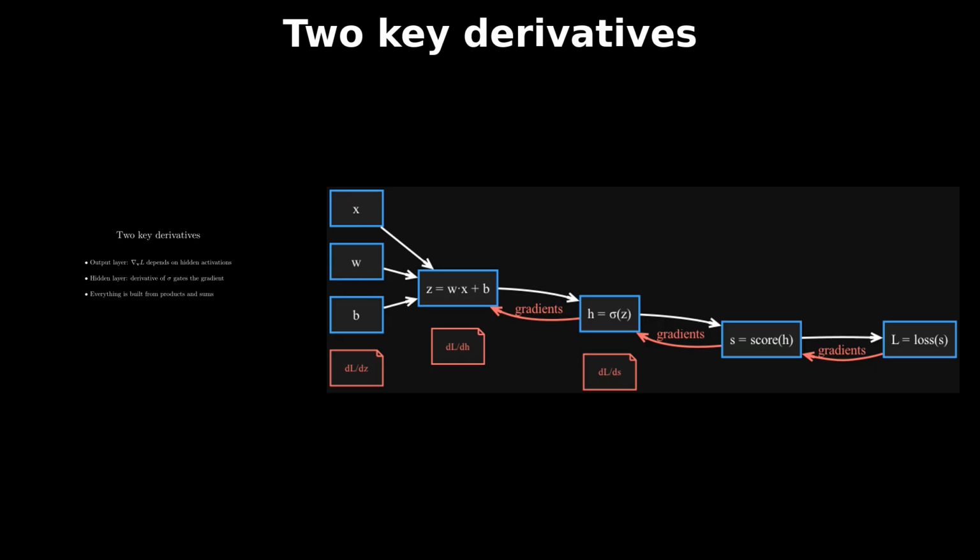The trick is just the chain rule, applied repeatedly. If you know how a later quantity changes, you can push that sensitivity backward through each operation. That gives gradients for the last layer, then the hidden layer, then all the way back to the first weights. This is backpropagation, but it is really bookkeeping for derivatives on a graph.